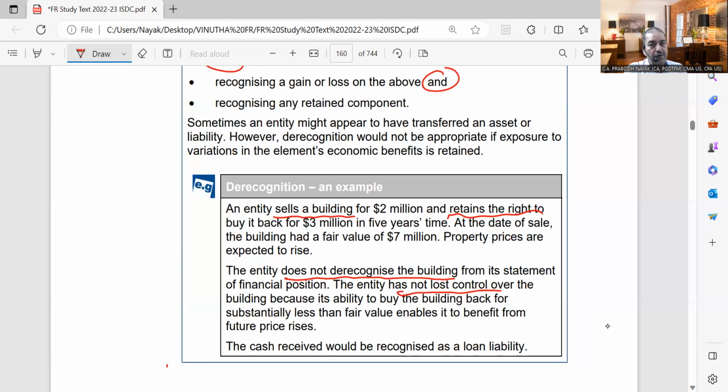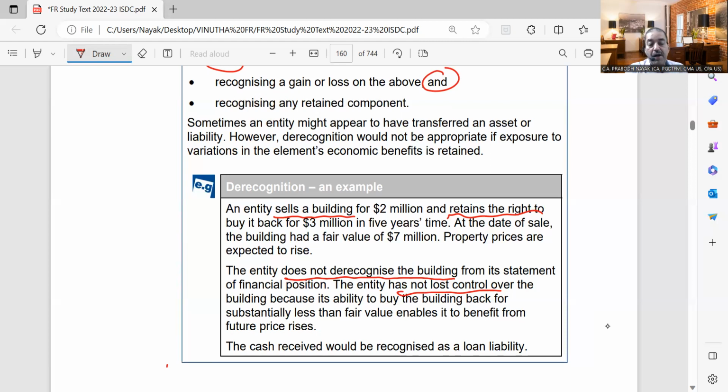Have you lost the control of the asset? That is what is to be asked. If you have lost the control of the asset, then it is not your asset, it should be derecognized. But since you have retained the right to buy it back within the next 5 years, that means you still want to control the use of the asset.